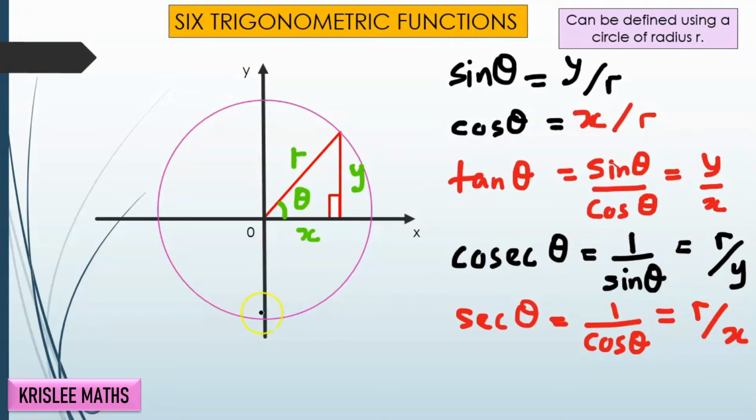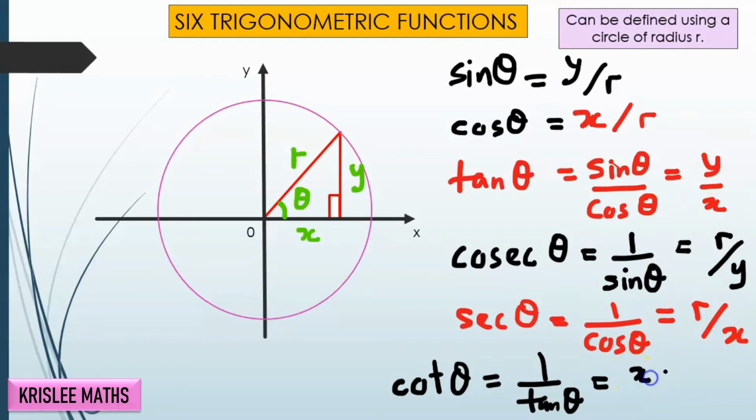And the last one is cotangent. Cotangent theta is the reciprocal of tangent theta. So tangent theta equals y over x, therefore the reciprocal will be x over y. So these are the 6 trigonometric functions which you will be learning in this topic.